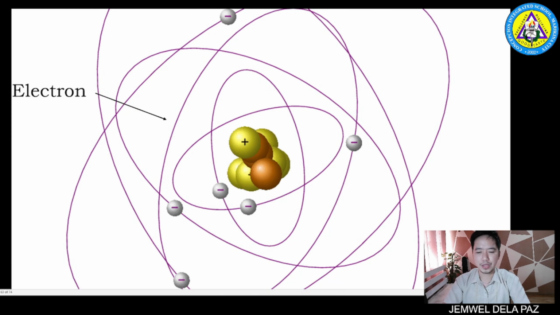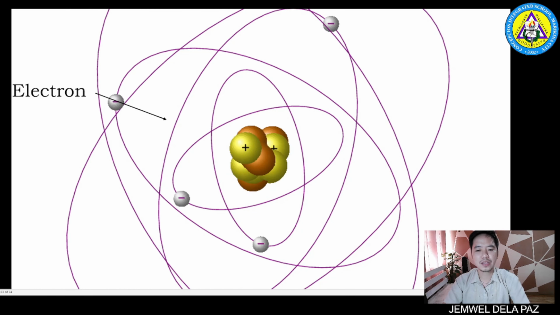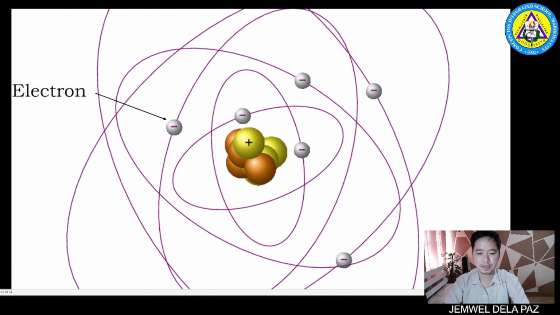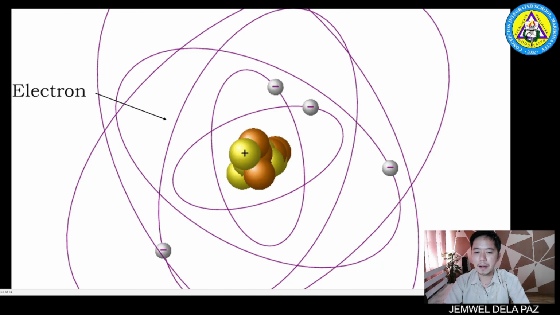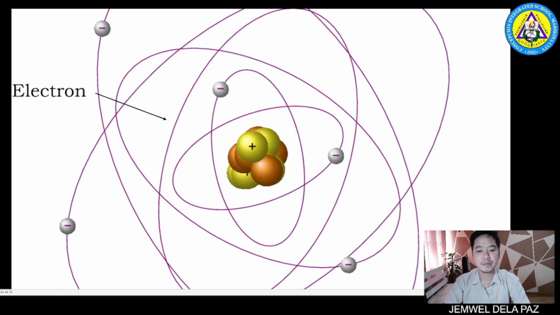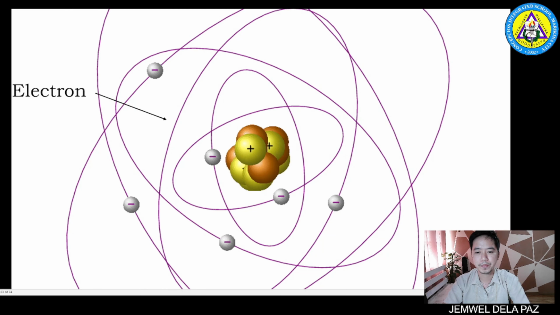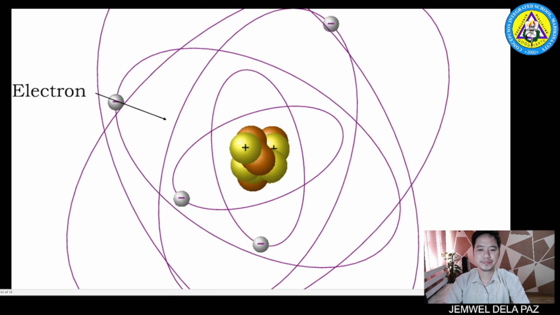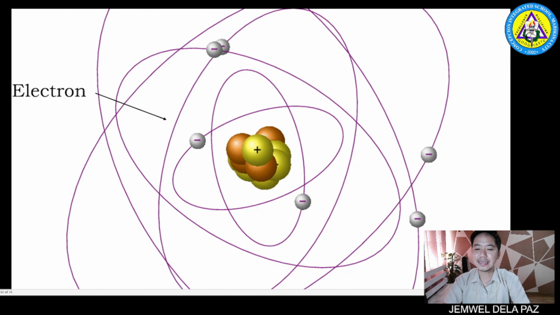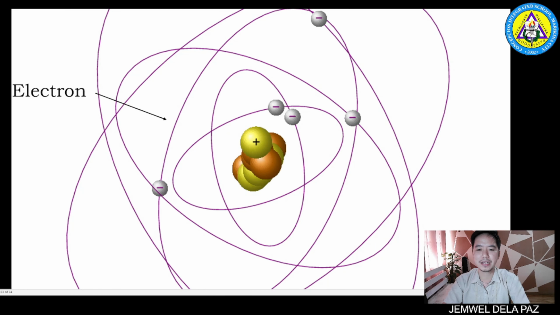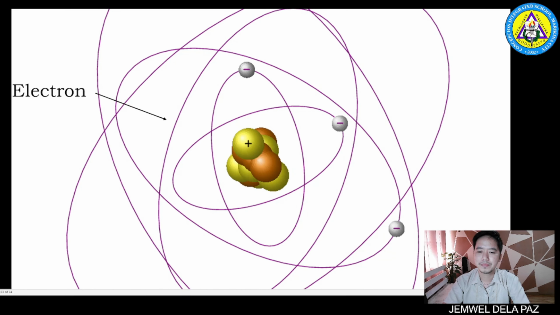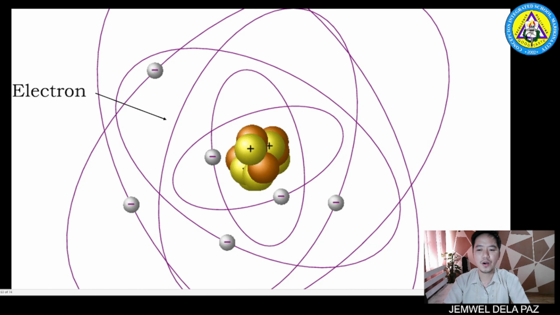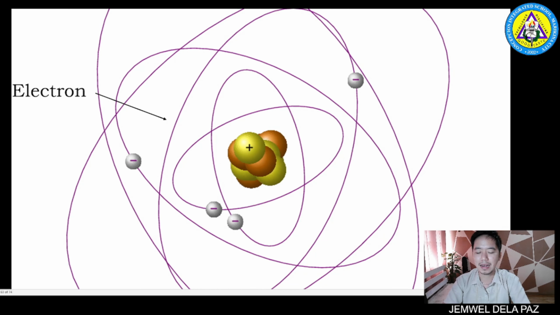Let's talk about electrons. Again, electrons are revolving around the nucleus in specific paths. And there is a certain number of electrons in each specific orbital shell. Electrons are found outside the nucleus. They are negatively charged subatomic particles of an atom. These electrons can be given off or shared during chemical reactions.